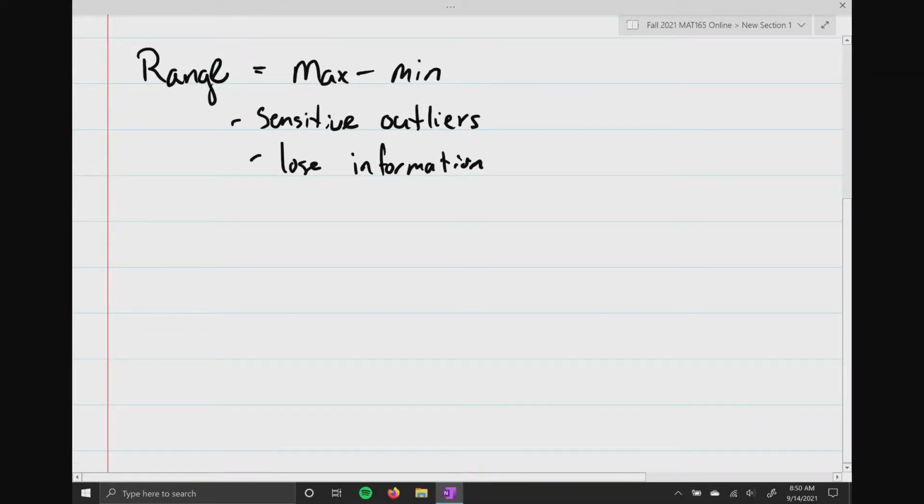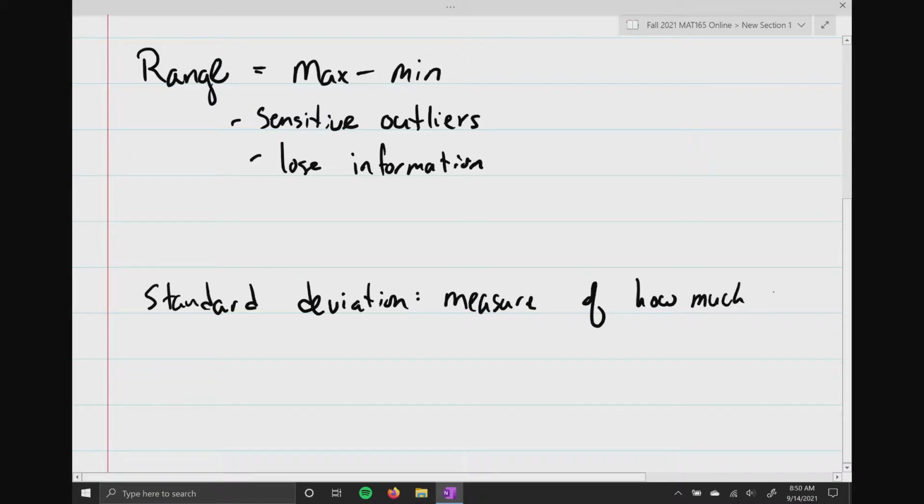The most common way to measure variability is called the standard deviation. This is the most common. This is what you're going to see a lot. This is what we're going to be calculating. The standard deviation is defined as the measure of how much the data values deviate away from the mean.